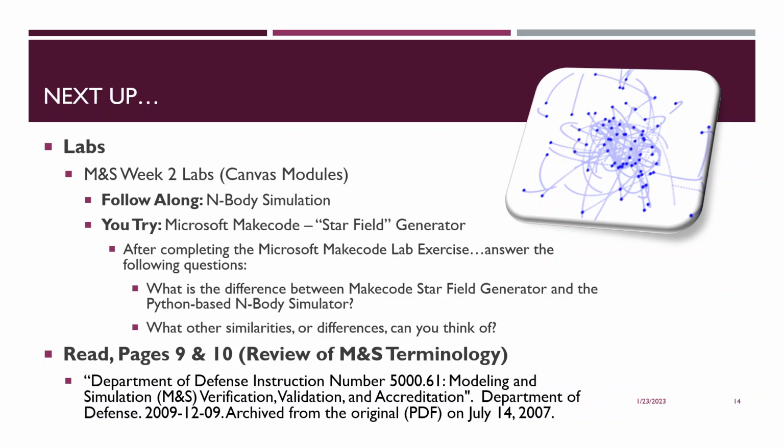What similarities are there as it relates to whether it's stochastic or deterministic? Is the star field generator deterministic, or is it stochastic? I'm not going to answer that for you. I want you to think about it, and I want you to look through the MakeCode to get a feel for the differences. Are there other differences that you can spot? In other words, as you look through the lecture material, what other areas do you see that could be differentiators between the n-body simulation and the star field generator?